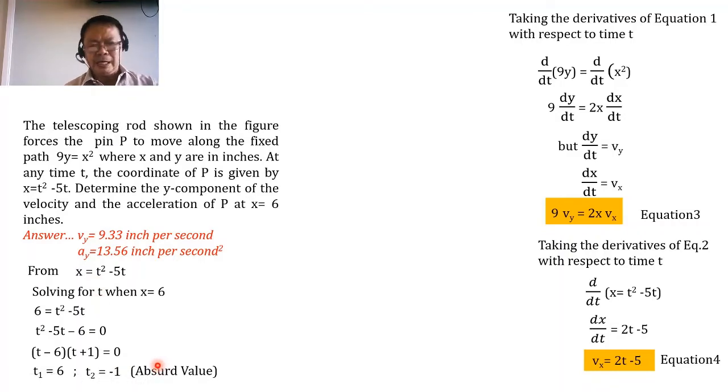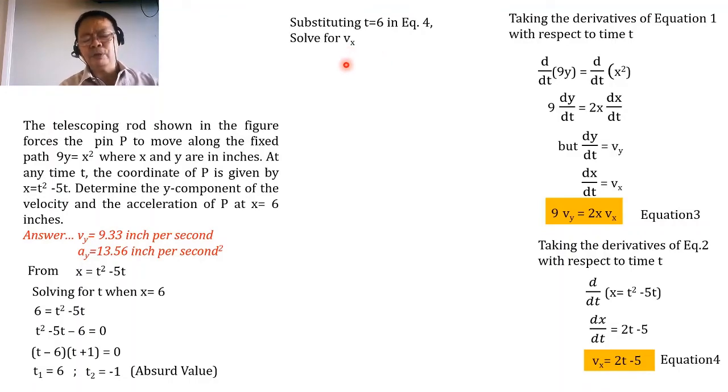Again, we say it as a value that satisfies the equation but not the condition of the problem. Okay? So the value therefore of t will be equal to 6. So that when 6 will be substituted in equation 4, in this equation that we just have formulated a while ago, which is v sub x equal to 2t minus 5, therefore, we can solve for v sub x here.